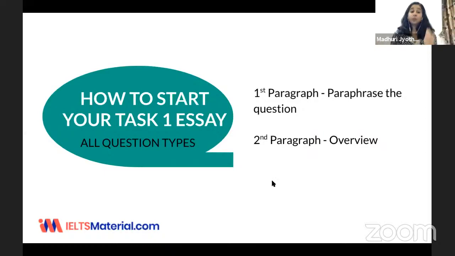So in task 1 of your essay, your first paragraph has to be a paraphrase of the question. What is paraphrasing of a question? When you get the question paper, there's a question and you have to rephrase it in different words. You have to use different tenses or add in synonyms of certain words and make it your own, right? So that is the first paragraph of your task 1 essay.